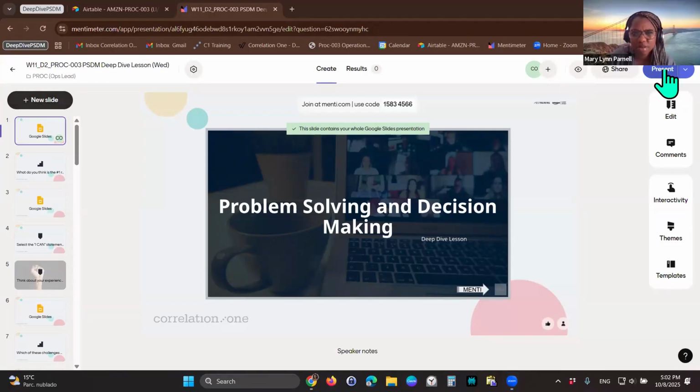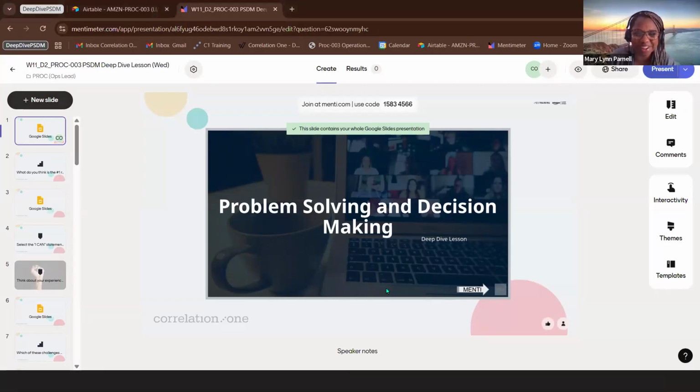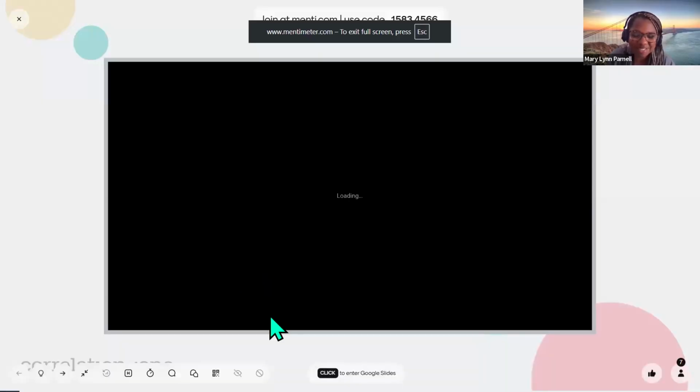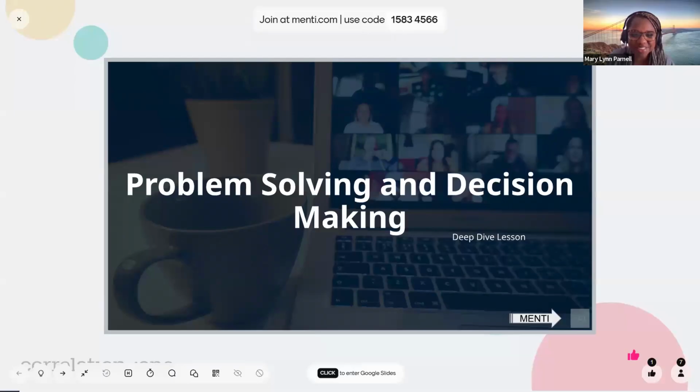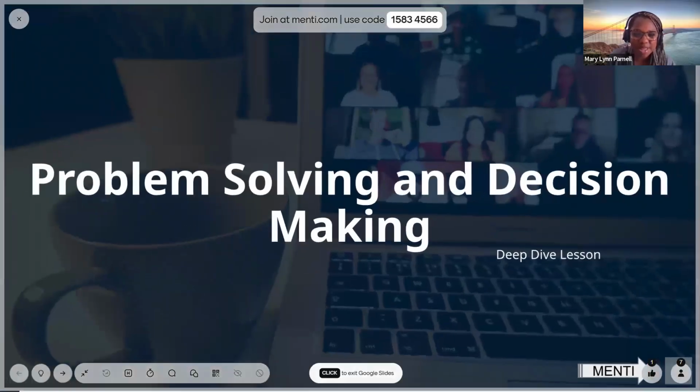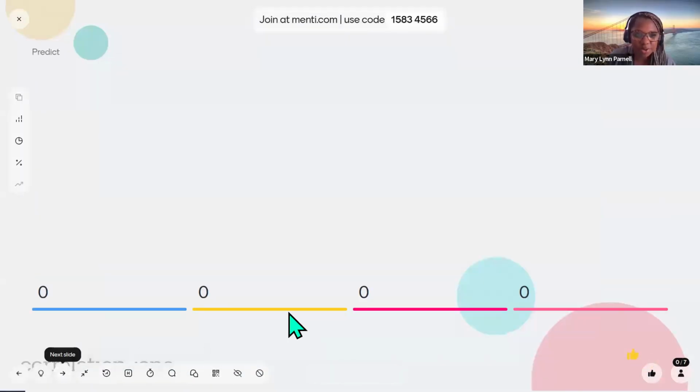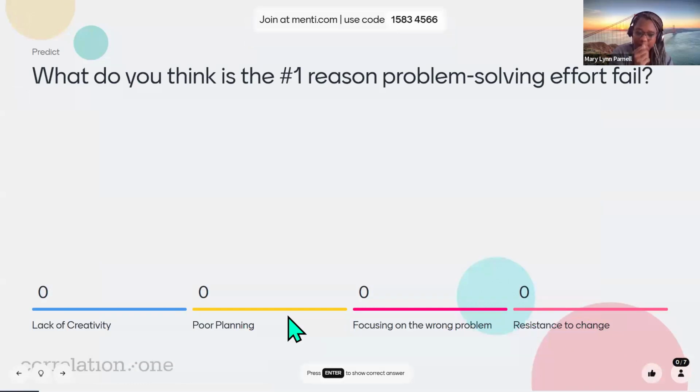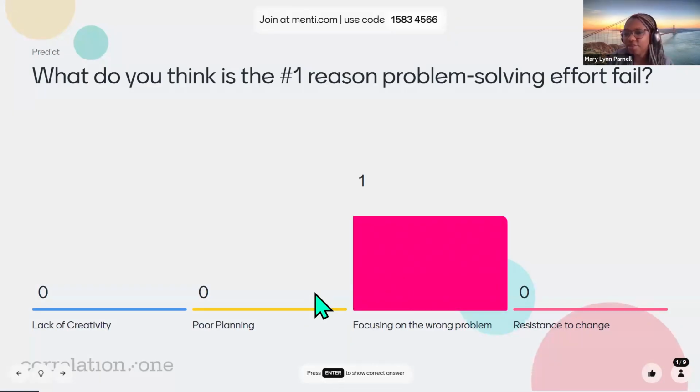Am I sharing? I think I am. Okay. So make sure, sometimes my brain is like, are you really doing something you said you were going to do? Okay, awesome. All right, so I'm going to go into the first Menti. So, what do you think is the number one reason problem solving efforts fail? Either lack of creativity, poor planning, focusing on the wrong problem, or resistance to change.